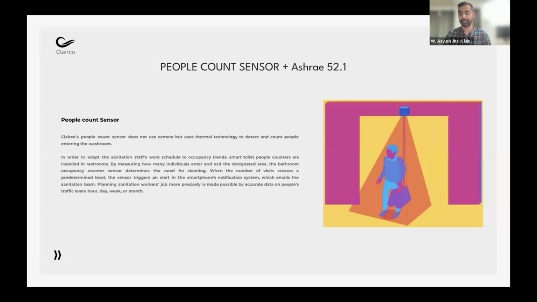Second is people counting. Why is occupancy data or the number of people in the building important? Because we're talking about ventilation, 52.2 and 52.1. We have to look at people counting. How many people are there in that space? Based on that, we have to understand how much fresh air is actually required in that space.